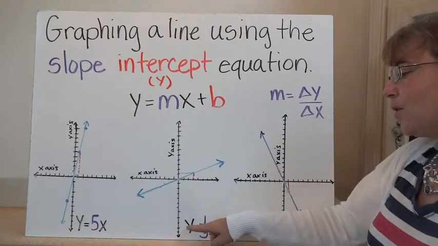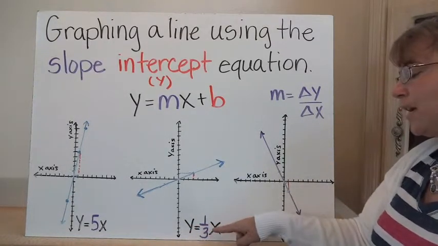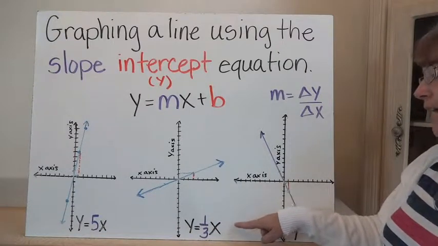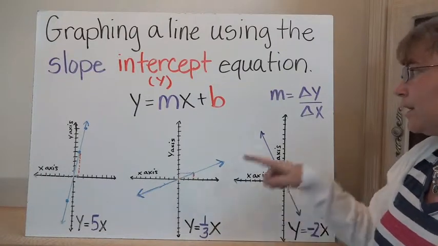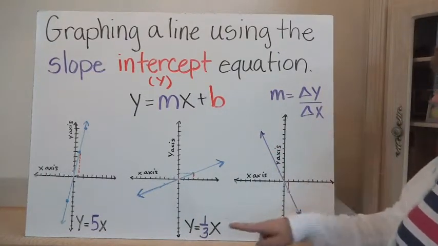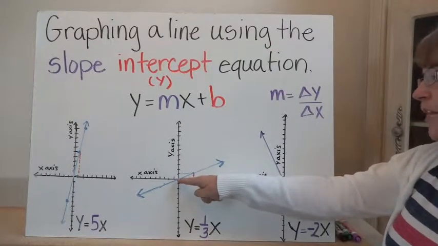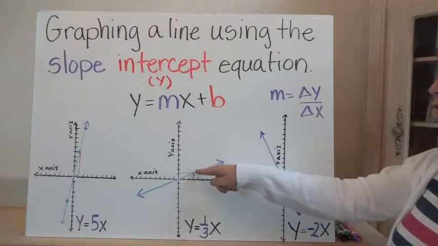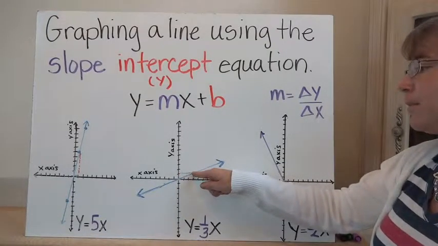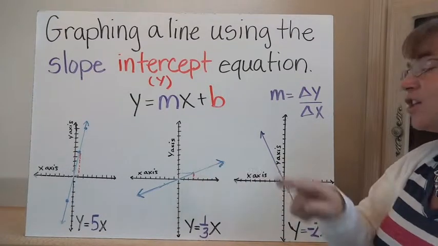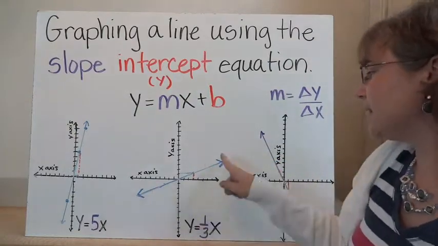Here's another example, y equals 1/3 x. In this case, my slope is 1/3. My y-intercept again is at 0, and so I'm going to start here at 0. Now my change in y over my change in x: my change in y is 1, my change in x is 3. So each time I go up 1, I go over 3 on the x-axis. So I can start here, up 1 over 3, plot a point, up 1 over 3, and that's also on the line. I could keep doing that all the way there, but that is my line.